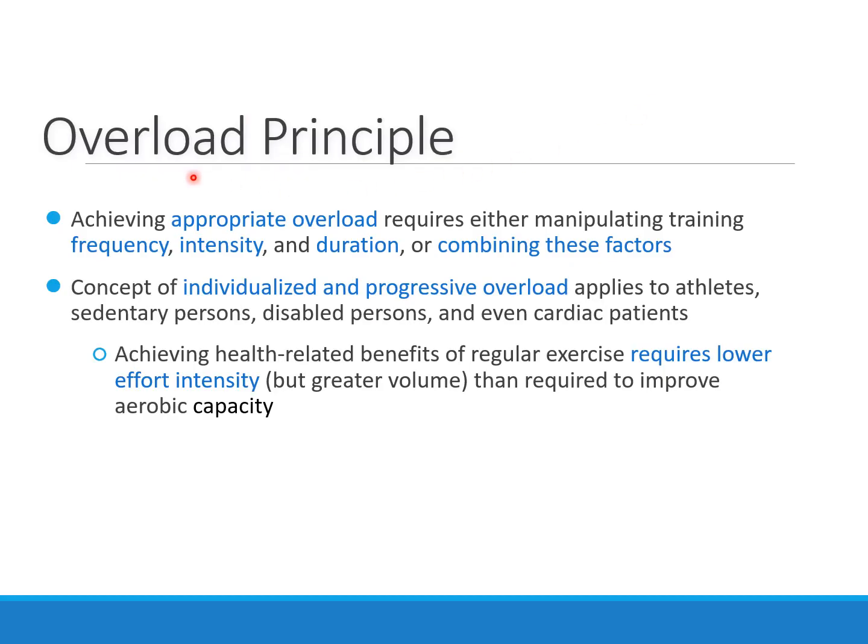So next is the overload principle. Achieving the appropriate overload requires manipulating a few different factors. It could be the frequency of how you do exercise, so instead of doing it twice a week, maybe you're doing it 3 or 4 times a week. It could be the intensity of exercise. So if you're working at, let's say, 50% heart rate max, you might work at 75% heart rate max. It could be the duration of the exercise that you're doing, so instead of working for 30 minutes, maybe you're doing 45 minutes. Or it could be a combination of all of these things.